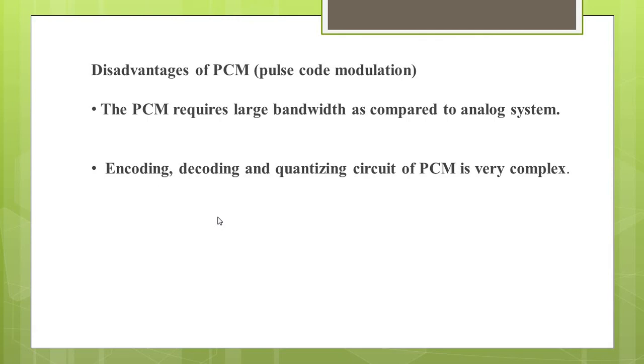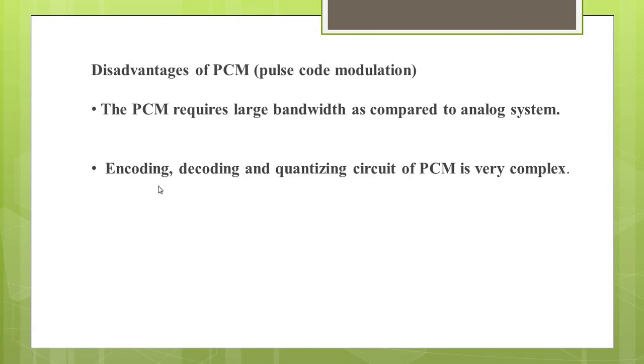These are some of the disadvantages of pulse code modulation. PCM requires a large bandwidth as compared to the analog signal. You can see why here: each and every sample is converted into its binary equivalent. That means every sample which is sampled by the sample and hold circuit is digitized, and then converted into its binary form. That is one of the disadvantages. Due to this, it requires a large bandwidth.